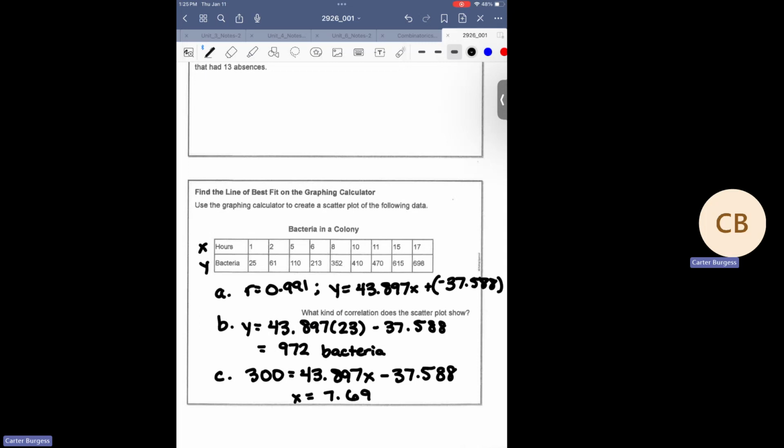7.69. If you wanted to be extra precise, just to show that we are in fact looking at 3 digits and rounding those 3 digits, you could have a 0 here. I do not need you to. That's totally fine. This many hours. Very good.